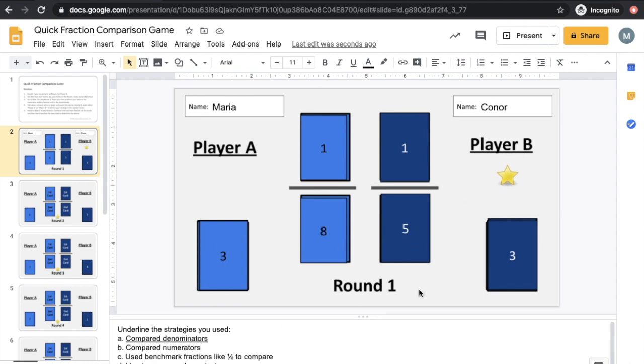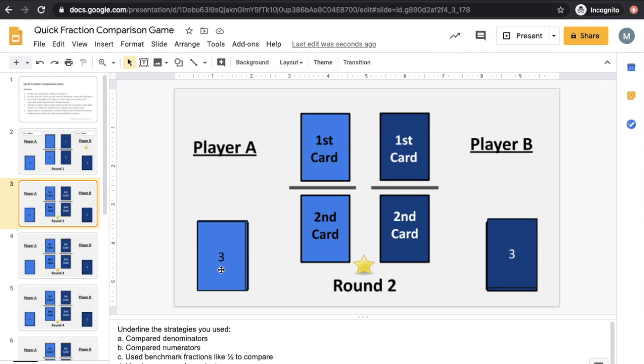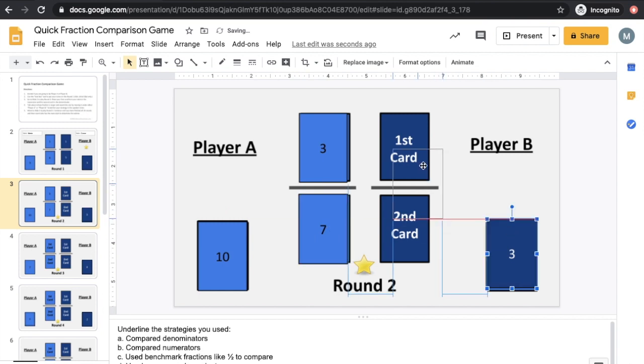All right, so Connor won that round. We're going to go to round 2. I'm going to put my cards in. I have 3 something, 3 7ths. So this is another problem where we have the same numerator, but different denominators. I'm going to let them figure that out.